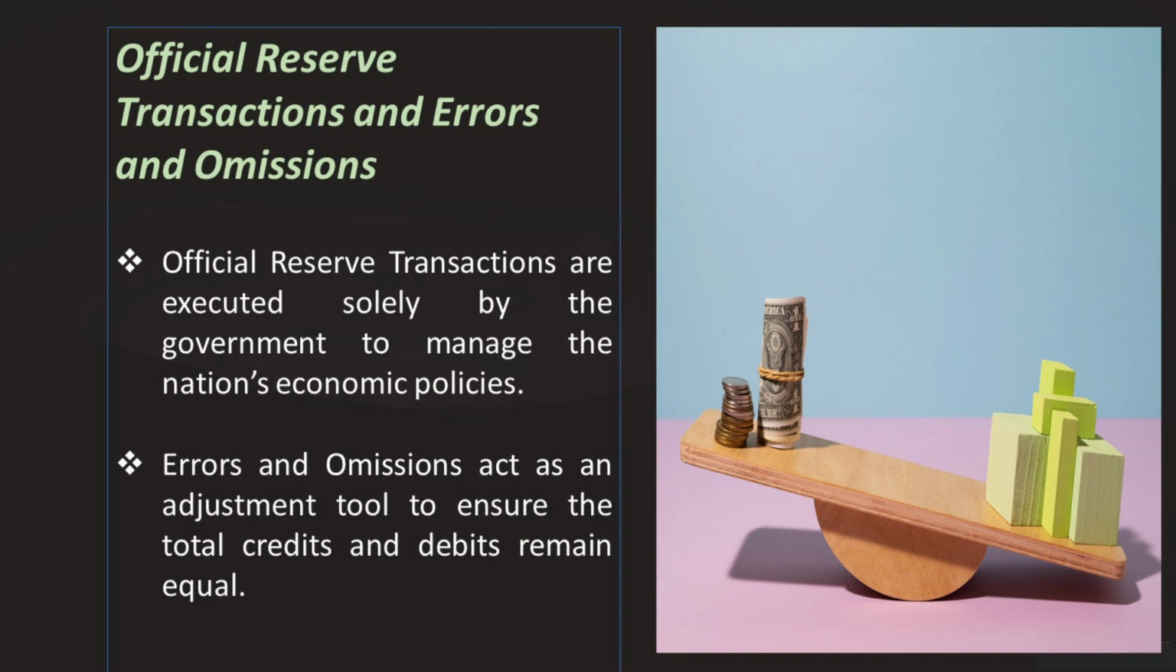However, while doing the entry process in balance of payment, some kind of discrepancies may occur. This discrepancy may arise due to statistical error, unaccounted transactions or timing differences. So, errors and omissions act as an adjustment tool to ensure that total credit and debit remain equal, so that balance of payment is always in balance. These are basically the components of balance of payment.